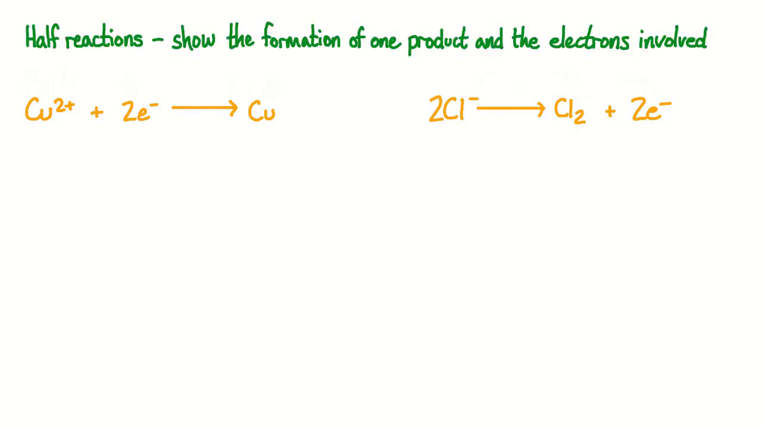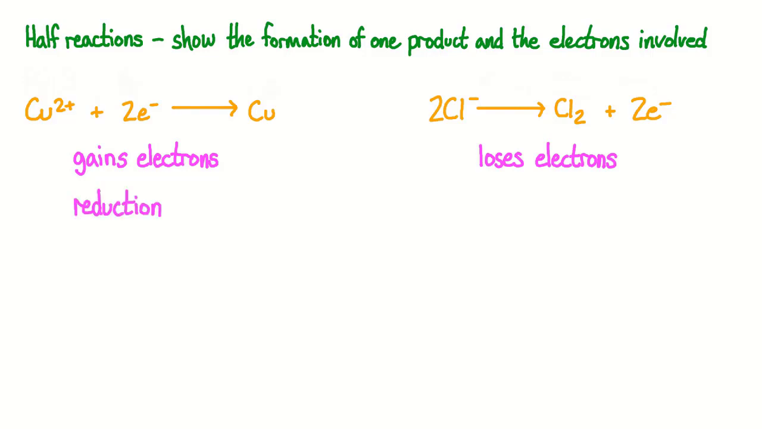Chemical equations, like the ones listed here, are known as half reactions. A half reaction shows the formation of one product as well as the electrons involved in that formation. Half reactions come in two different types. There are half reactions where an atom or ion gains electrons, and there are half reactions where an atom or ion, or in this case a pair of ions, loses electrons. We also have names for these types of half reaction.